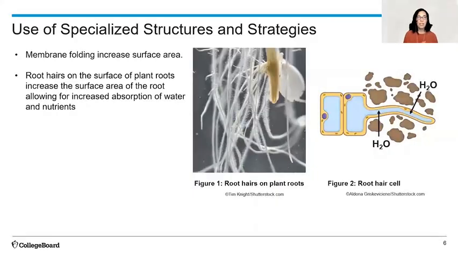Membrane folding can increase surface area. And if we look here at figure 1, we see the roots of a plant and they look a little fuzzy, right? Well, these are root hairs that are on the surface of plant roots. And these root hairs increase the surface area of the root, which can allow for increased absorption of water and nutrients. And if we look at the root hair cell in figure 2, you can see how that membrane is extended and that increases that surface area for water to enter.